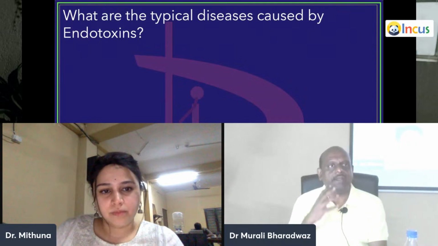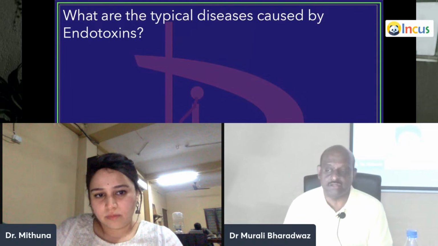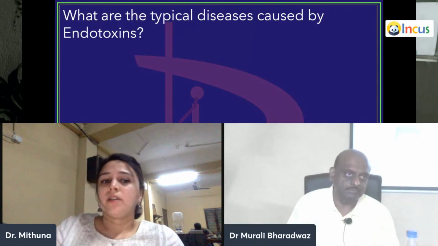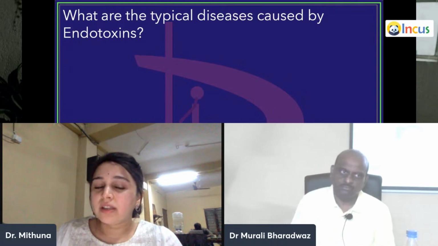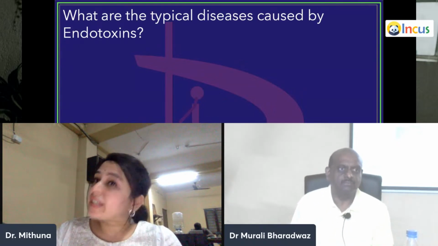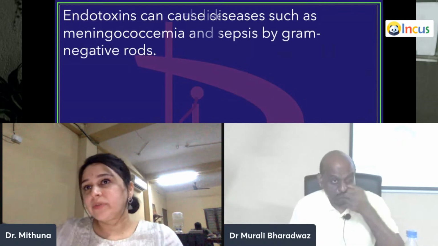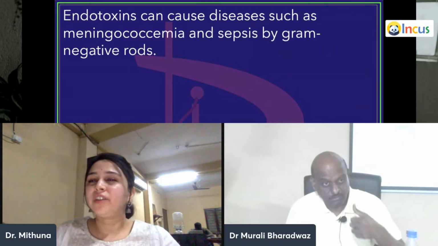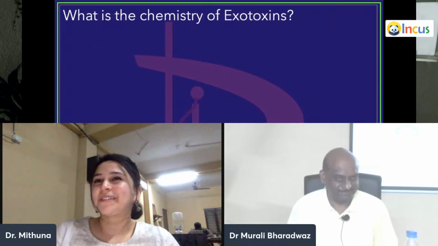So, what are the typical conditions caused by endotoxins, doctor? Endotoxins can cause diseases such as meningococcemia, and can even lead to sepsis because of the gram-negative rods. So these are two examples for endotoxins, sir. Till now, whatever we have read is all exotoxins. All the bad diseases are exotoxins.